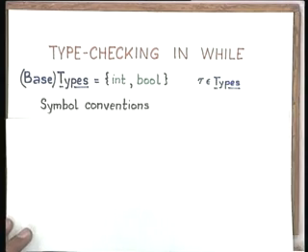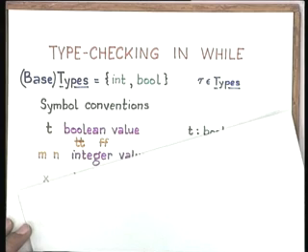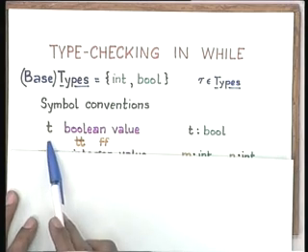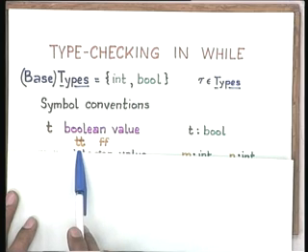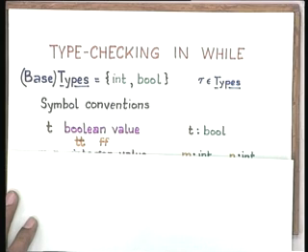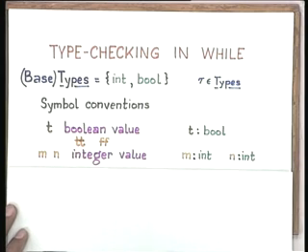And then we'll use some symbol conventions. I'm changing one thing. I'm using this dark brown T to denote one of the Boolean values true or false, and T is of type bool. Then of course, I am using m and n as integer values.